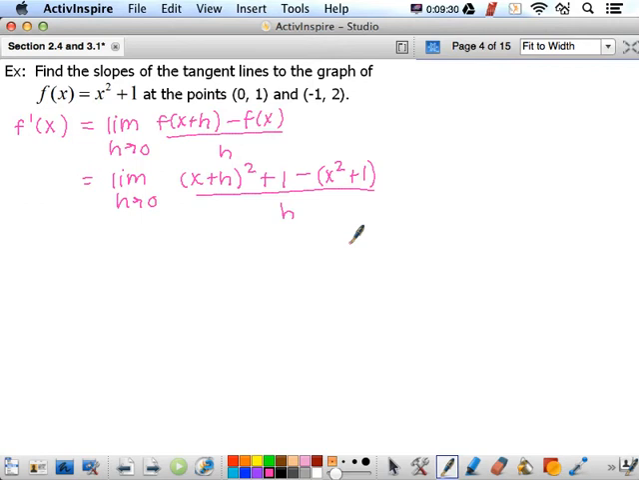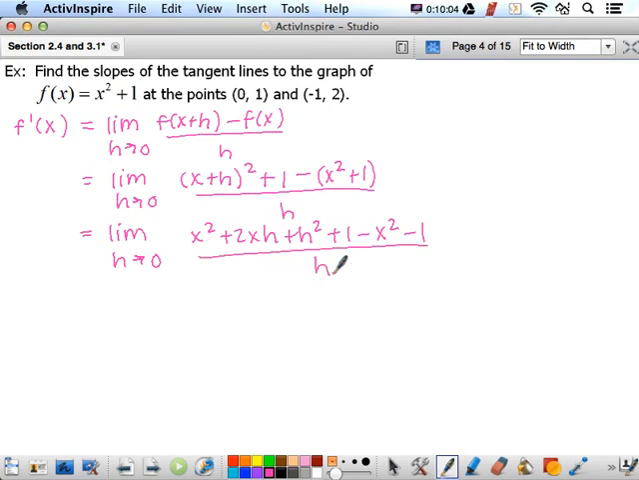With any difference quotient, if you try direct substitution at this point, you will always get a 0 over 0. So it is your job to algebraically clean it up and cancel out what is causing that discontinuity. What is causing it is the h. So we need to cancel an h on top and an h on bottom. So let's see if we can do that. If we distribute the top out, we get x squared plus 2xh plus h squared plus 1 minus x squared minus 1. And then on bottom, we still have our h.